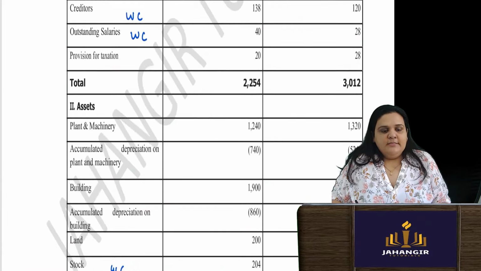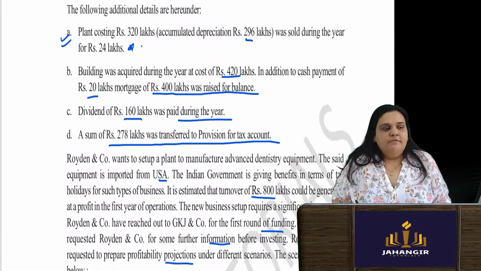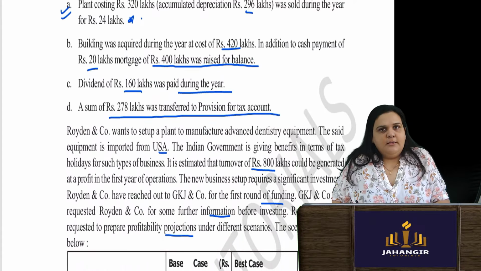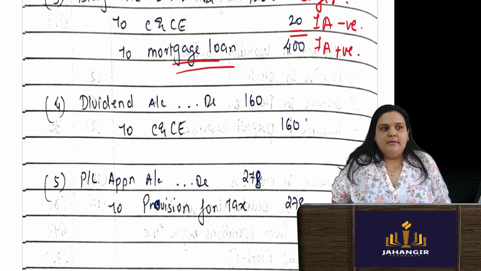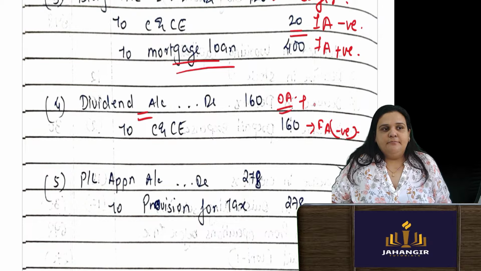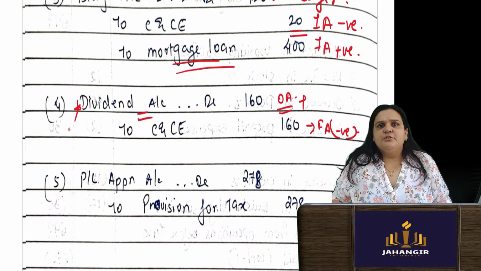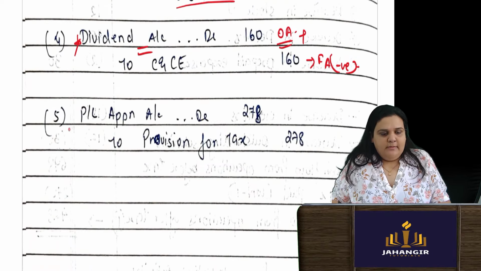Then we have done some payment of dividend. Dividend of 160 lakh was paid during the year. If I am paying dividend, dividend account debit to cash and cash equivalent. This will go in my financial activity negative. And this dividend, I will have to add it back to my net profit before tax, operating expense. Add it back. Okay, this we will see.